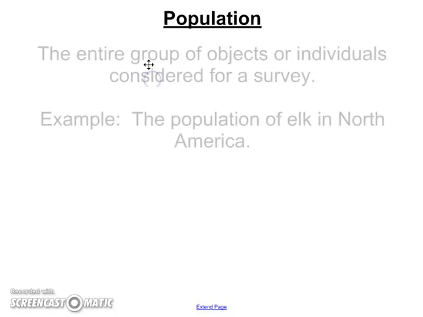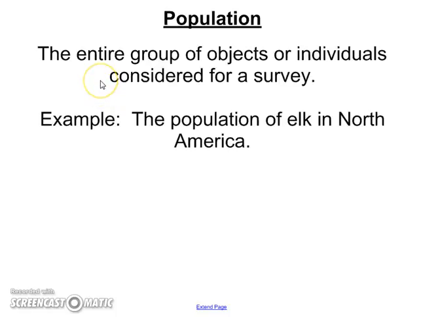So for example, let's start with some of the definitions. Population. The population is the entire group of subjects or objects or individuals considered for a survey. Okay, so in this particular case, we're going to be talking over the next few slides about the population of elk in North America. So we're talking about all of the elk that happen to be on the continent of North America. That is our population.